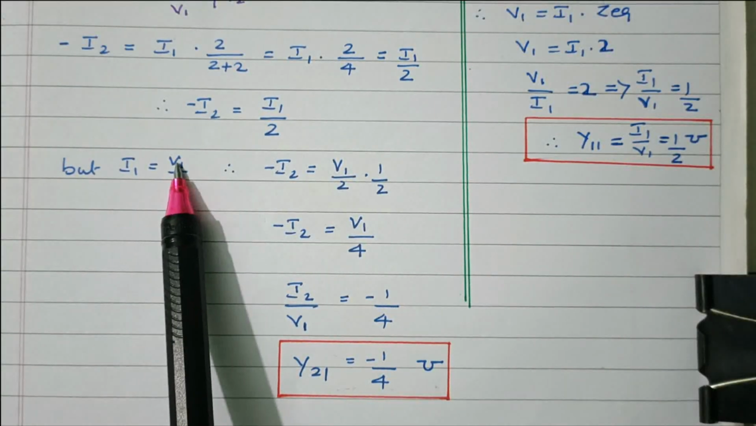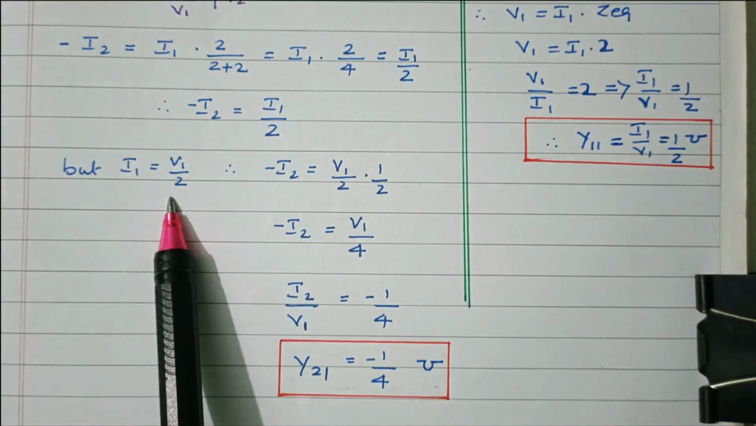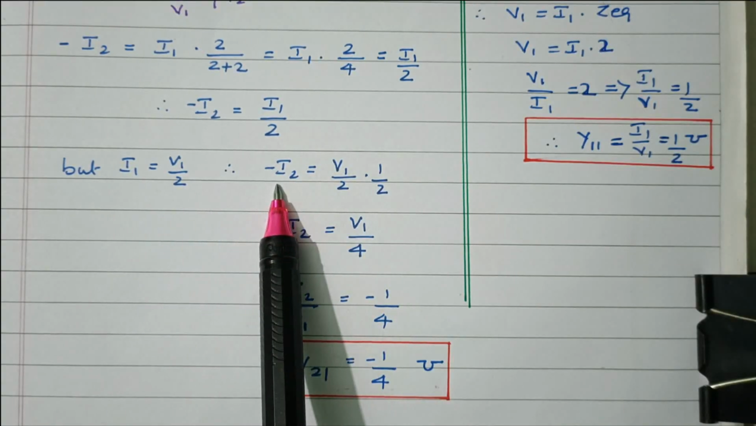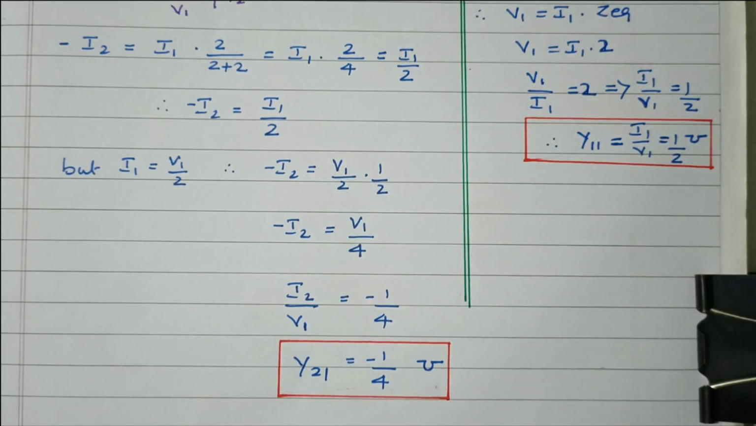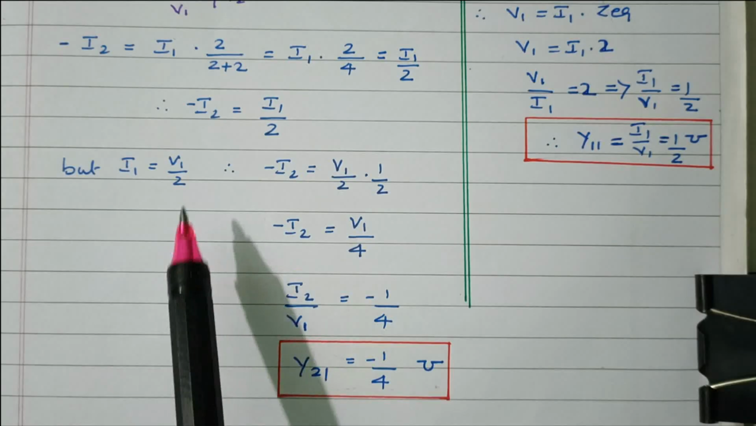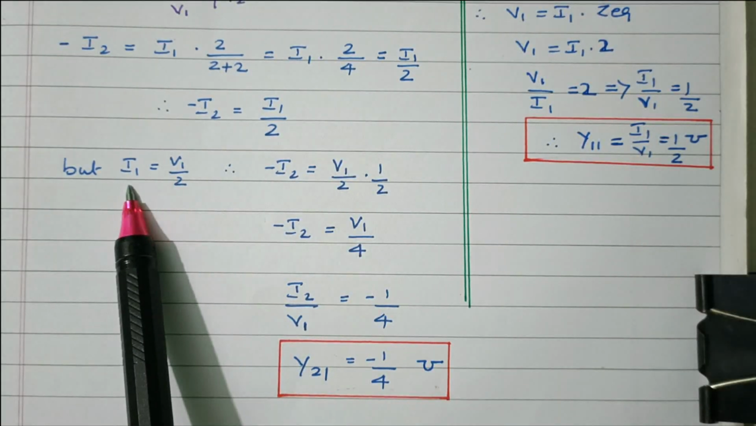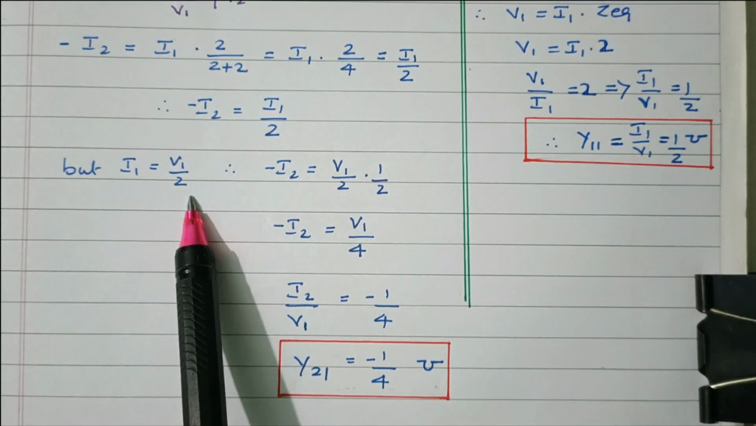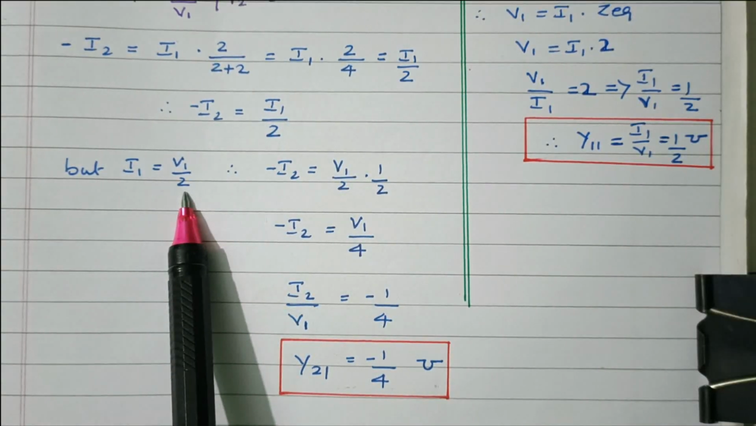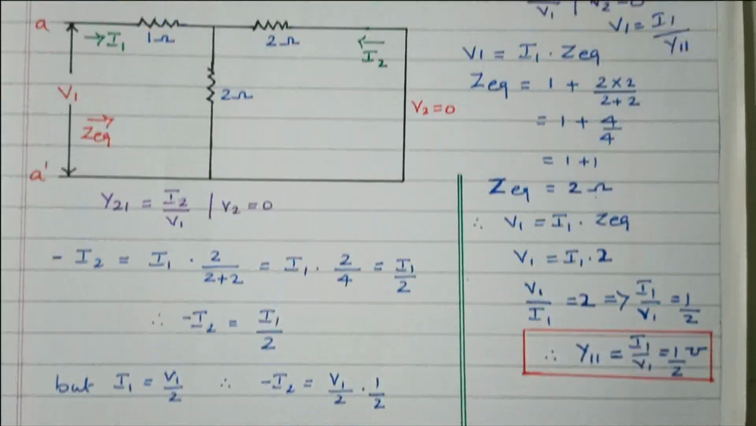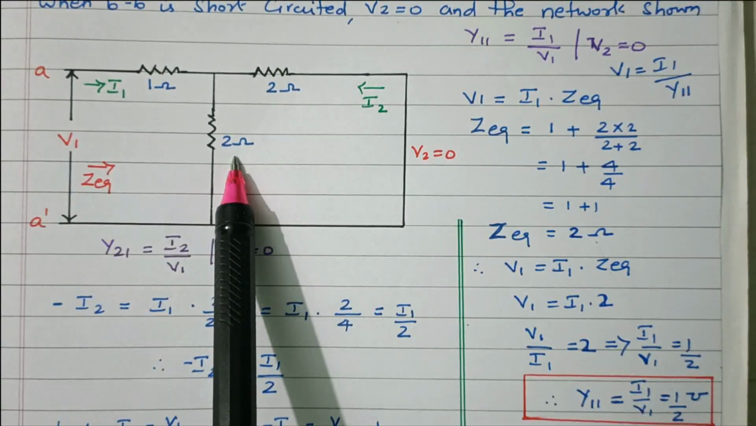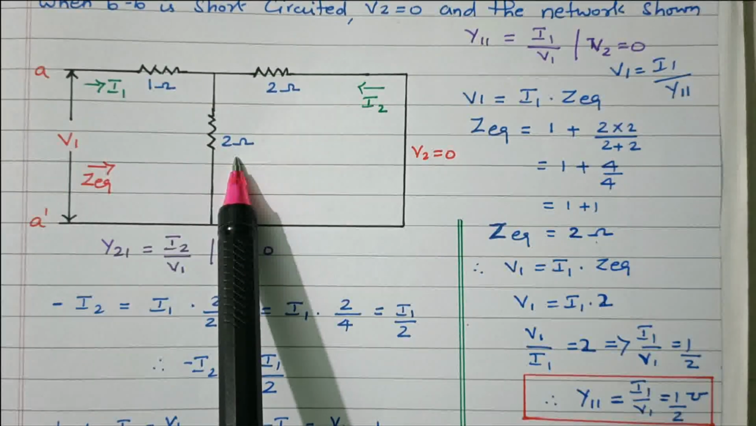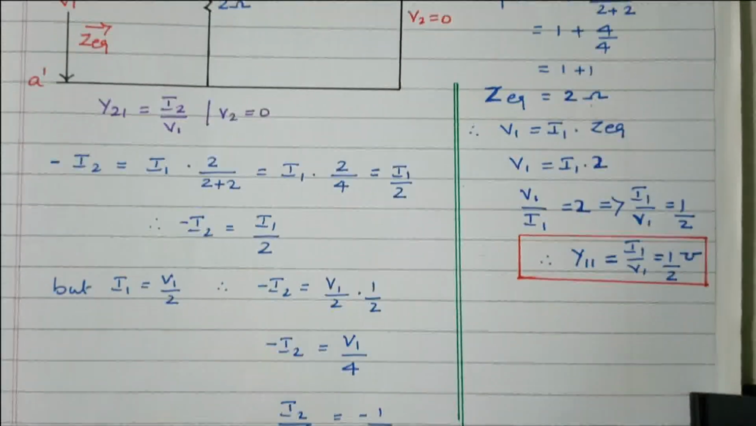So I1 equal to V1 by 2. Right? I1 equal to V1 divided by 2. So that minus I2 equal to V1 by 2 into 1 by 2. So we calculated I2 here. Similarly, I1 is nothing but input voltage V1 divided by the resistance 2. So let us refer to the diagram. The current flowing, I1, is nothing but V1 divided by 2 ohm. I equal to V divided by R. Based on that, this formula is written.